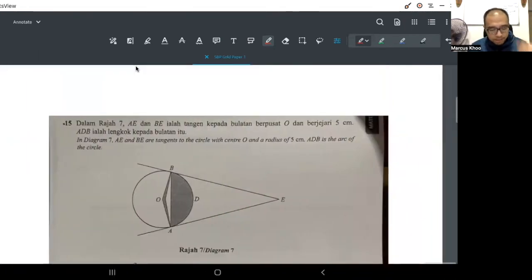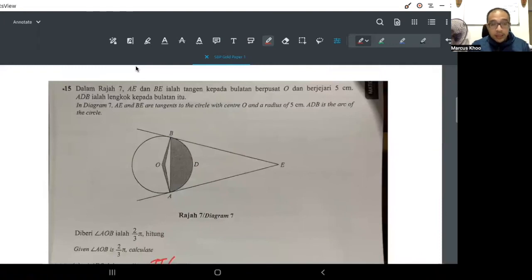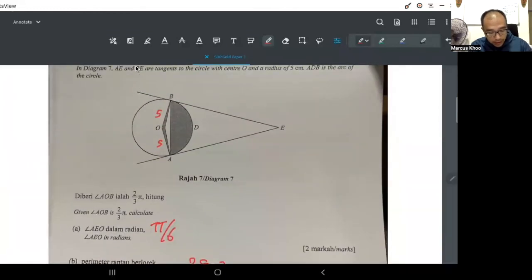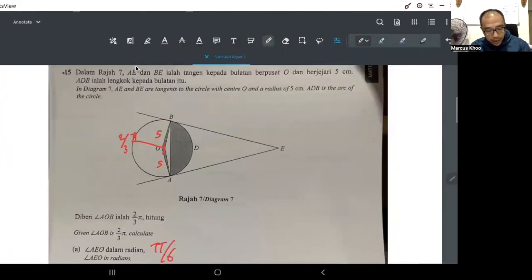Okay, last question. Is this the last one? Yeah. Diagram 7, AE and BE are tangents to a circle with the center O and a radius of 5 cm. So let's put the radius in. Now ADB is the arc of the circle. Given that AOB, this angle here, is 2/3 pi, calculate the value of AEO, which is here, in radian. Now tangent to a circle means that the radius and the tangent form a 90-degree angle. 90 degrees is half pi.